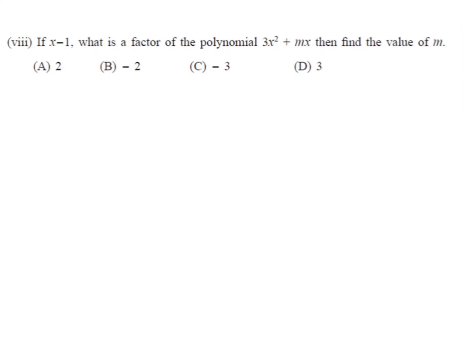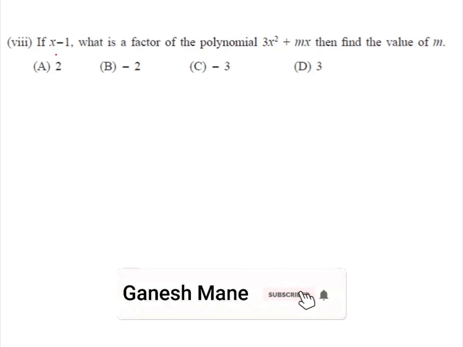Next question is, if x minus 1 is a factor of the polynomial 3x square plus mx, then find the value of m. Options are 2, minus 2, minus 3 or 3. Now here x minus 1 is a factor of the given polynomial.